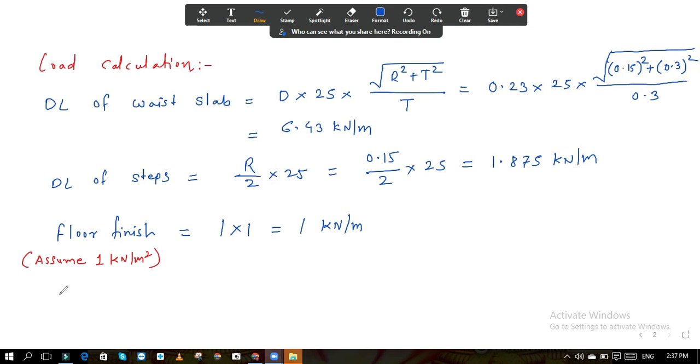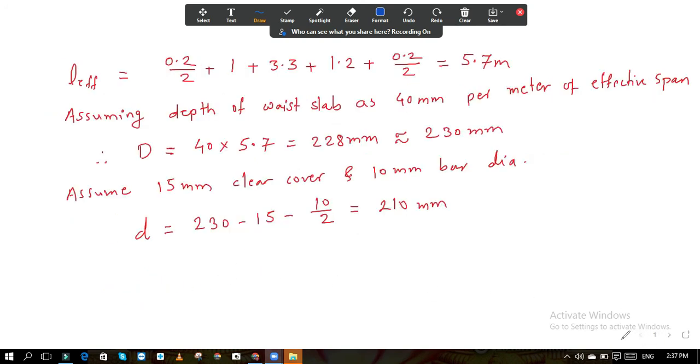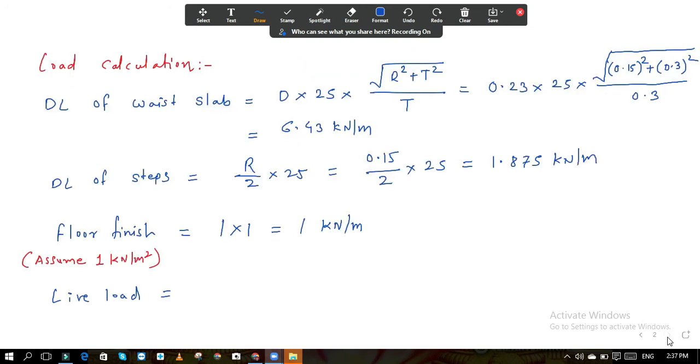Now live load is equal to, how much is it given? Live load. What is given? It is 4 kilonewton per meter square. So it is 4 into 1, which is 4 kilonewton per meter. 1 is the width of the stair. Okay, so it is 4.